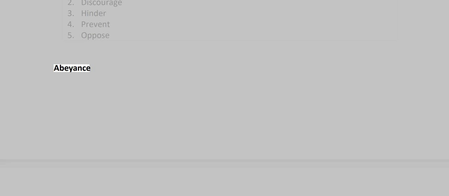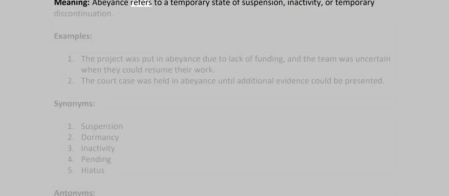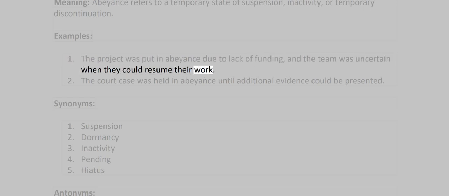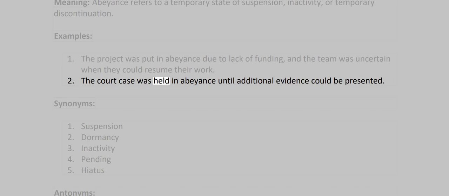Abeyance. Meaning: abeyance refers to a temporary state of suspension, inactivity, or temporary discontinuation. Examples: 1. The project was put in abeyance due to lack of funding, and the team was uncertain when they could resume their work. 2. The court case was held in abeyance until additional evidence could be presented.